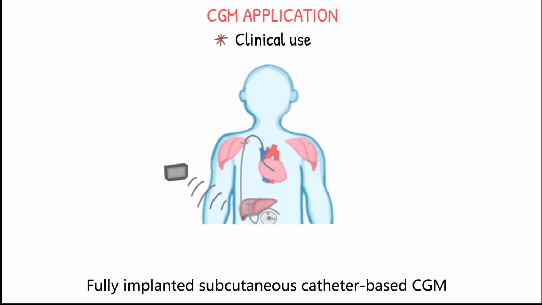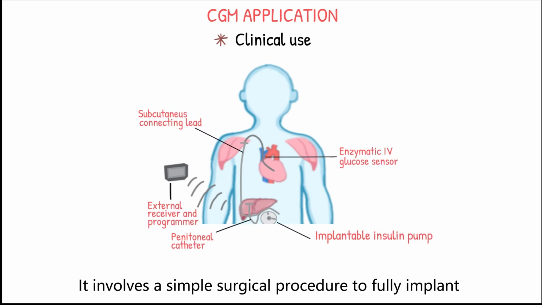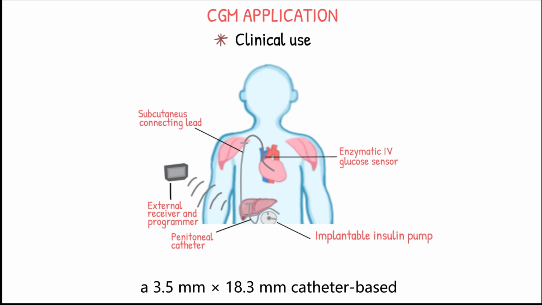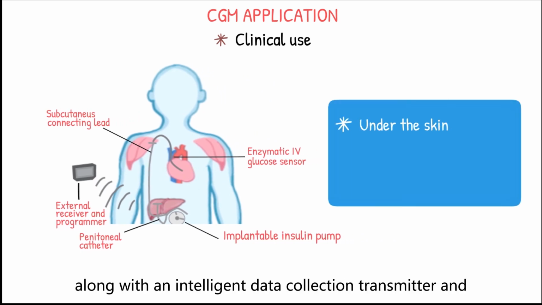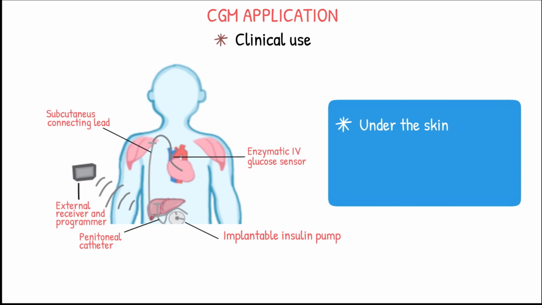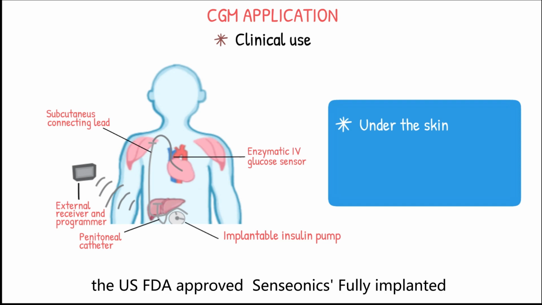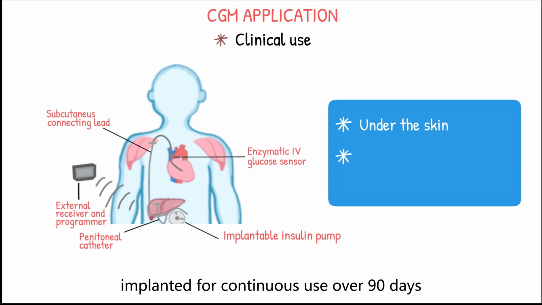Fully implanted subcutaneous catheter-based CGM differs from the needle-based sensors mentioned above. It involves a simple surgical procedure to fully implant a 3.5mm by 18.3mm catheter-based glucose sensor under the skin, along with an intelligent data collection transmitter and glucose information analysis software that can be displayed on mobile devices. These three components together form the CGM system. In June of 2018, the US FDA approved Senseonics' fully implanted subcutaneous catheter-based CGM product, which is the first CGM that can be implanted for continuous use over 90 days.